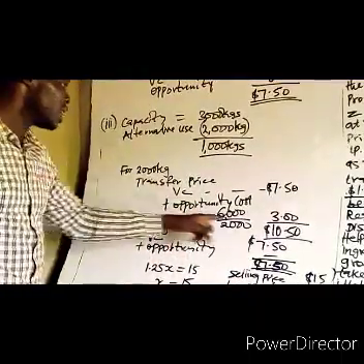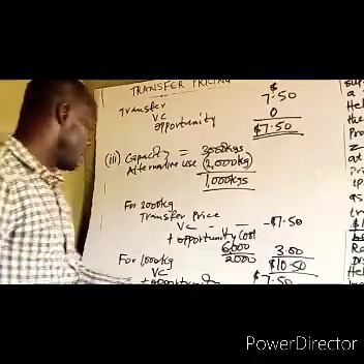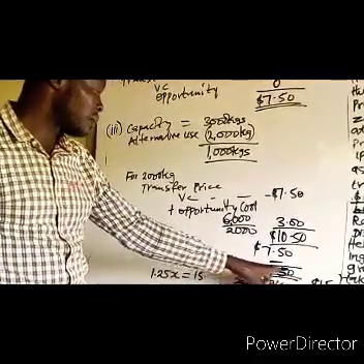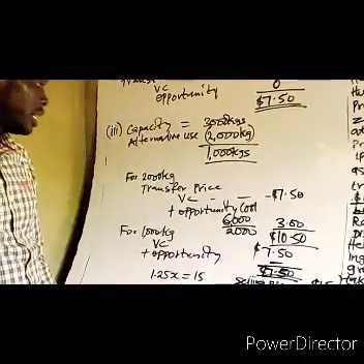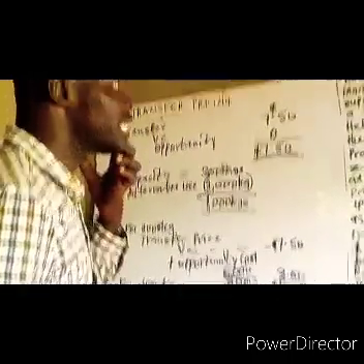So for the 2,000, that will be transferred at $10.50 per kg, and for the 1,000, that will be transferred at the variable cost of $7.50 per kg. So that will be the transfer price. That is the solution to the first worked example.